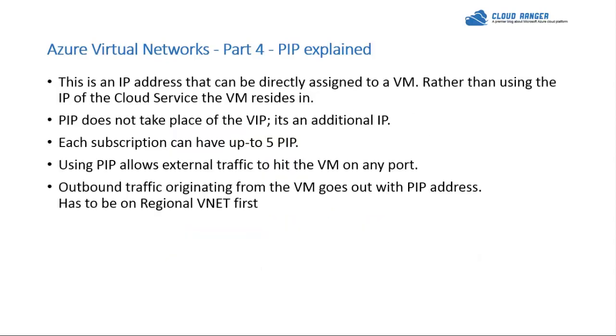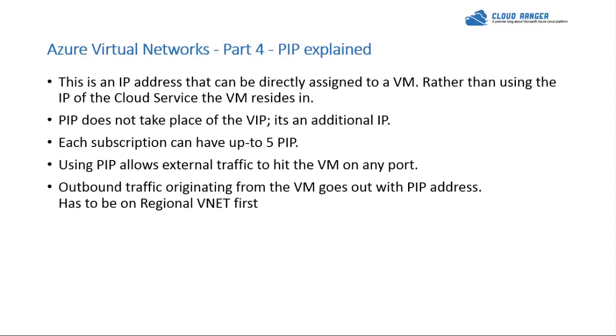This is a public IP address that can be assigned to a virtual machine. So far we have been accessing a virtual machine with the cloud's IP address. But now, for whatever reason, and let's get into the reasons a little bit later, you might need a public IP address associated directly to a virtual machine. You have to remember the PIP does not take the place of VIP. It's an additional IP address. So you still have the same requirements. You still need to make a virtual machine in a cloud service, so you'll already have the VIP and you'll already have the DIP. But PIP will be an additional IP address that's associated. So now you'll have 3 IP addresses that are associated with the virtual machine.